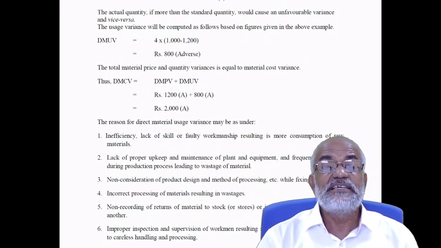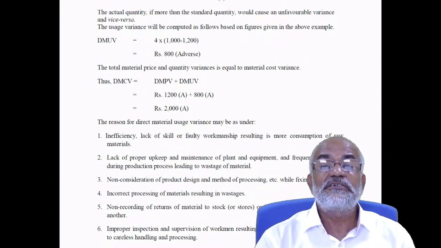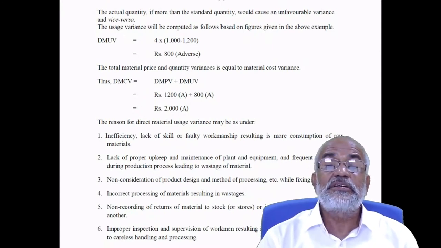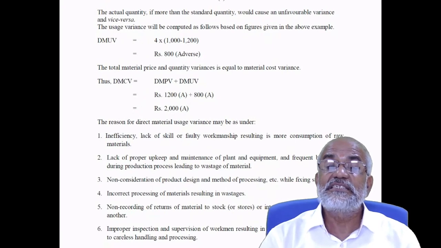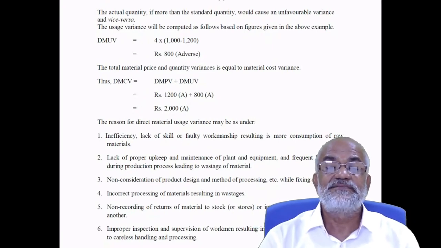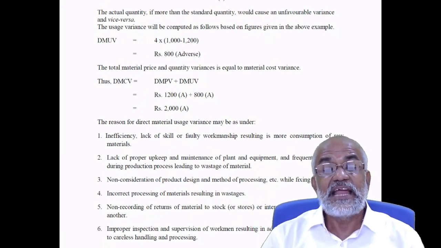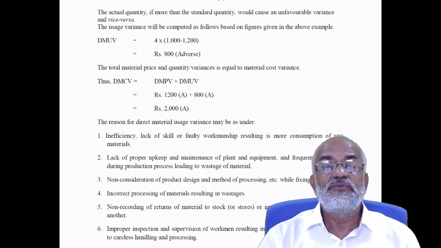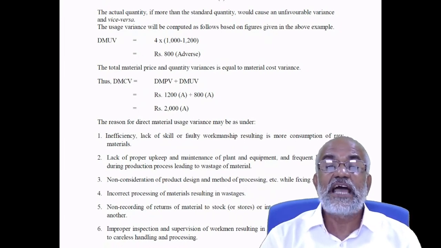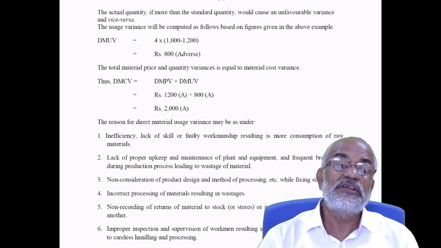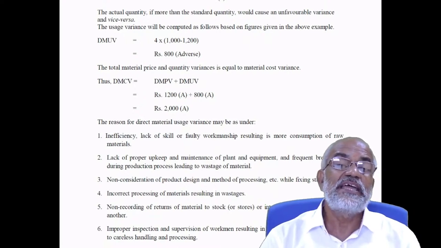The next reason is non-consideration of product design and method of processing, etc., while fixing standards. So when the standard is being fixed, if we do not consider the product design and method of processing, that would definitely result in the direct material usage variance.